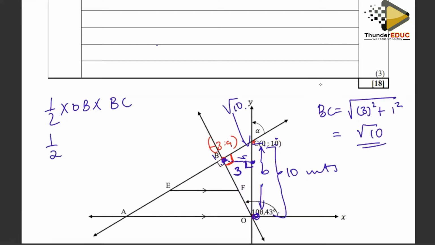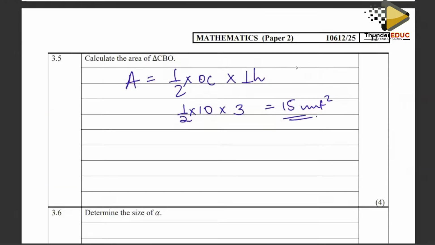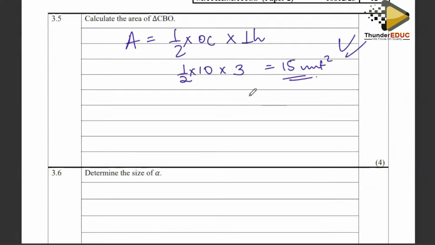Then I have a half times 3 square root of 10 times the root of 10. What does this give us? Root of 10 and root of 10 gives us a 10. So it's going to be 30 divided by 2. And that is 15 units squared again. So I'll take my approach to be the quickest. Okay, so that is that for 4 marks. The examiners are now generous, eh?